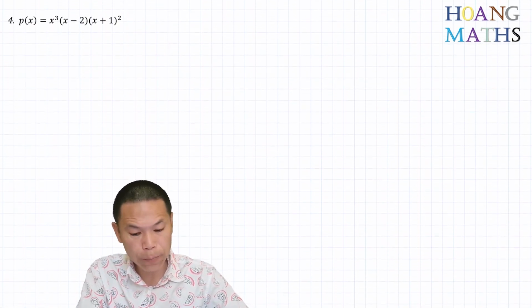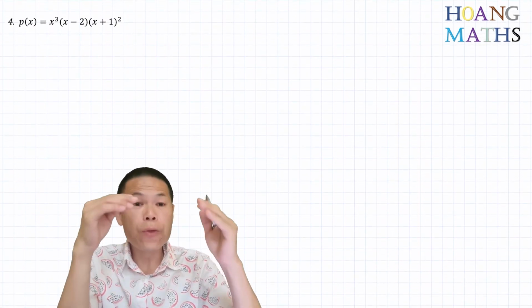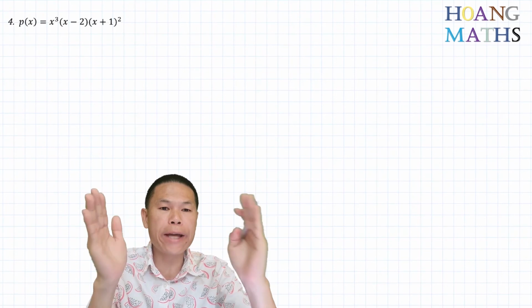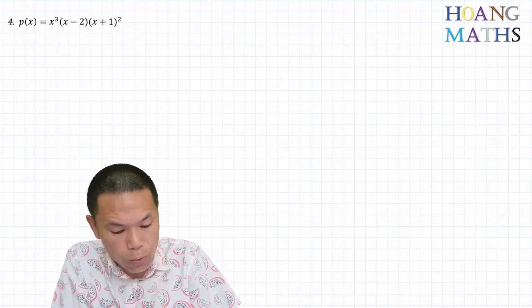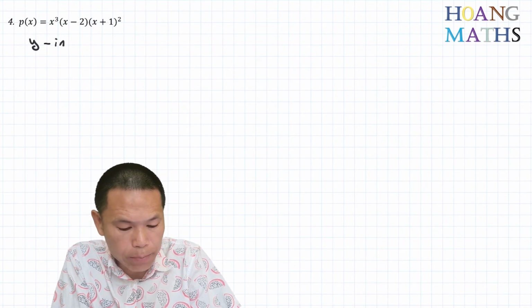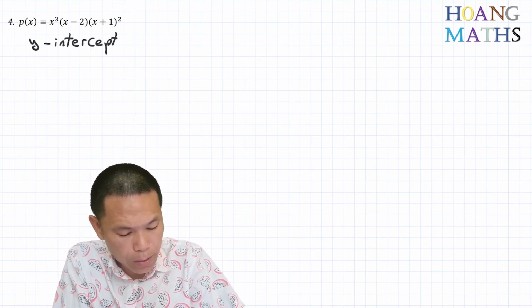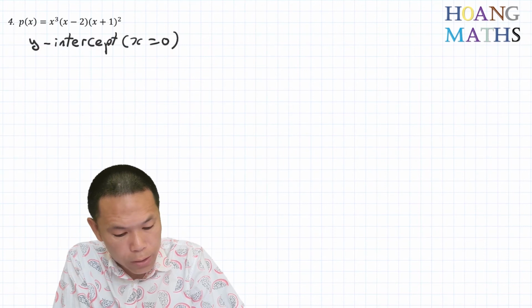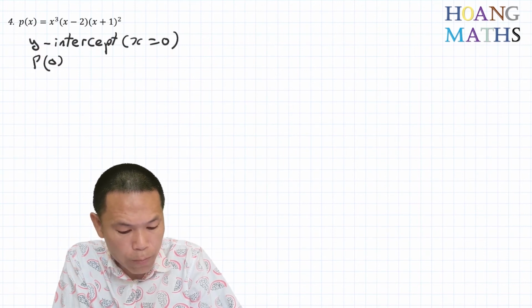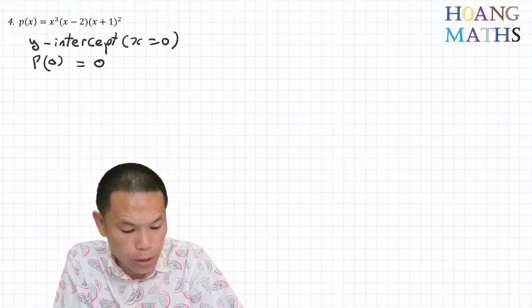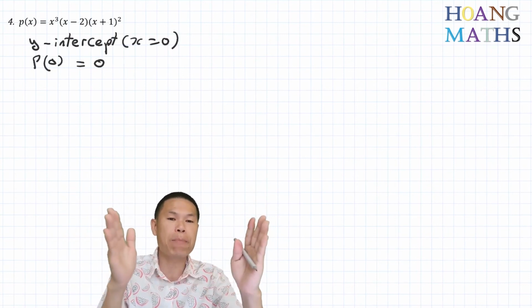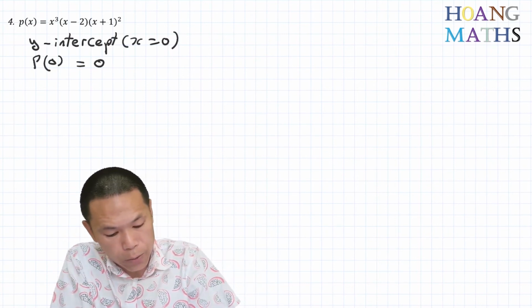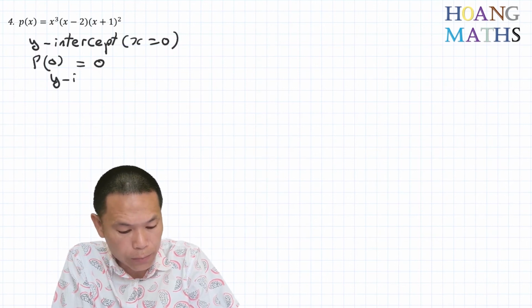Now last one. So again, we need to find the y-intercept first. So y-intercept, that means when x is 0, we just write y-intercept. So when x is 0, that means p of 0 is equal to 0. Agree? Because 0 to the power 3 is 0. 0 times any number gives me 0 anyway. So we can write y-intercept equals 0.